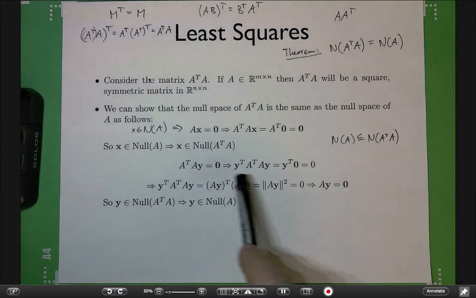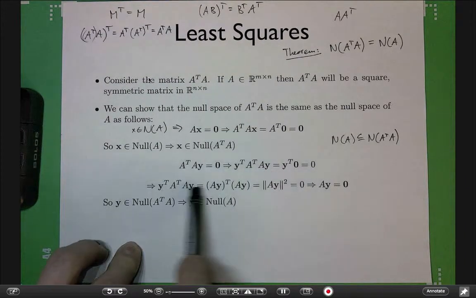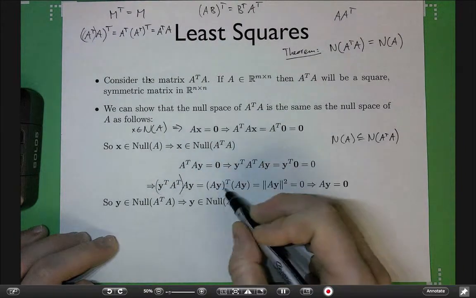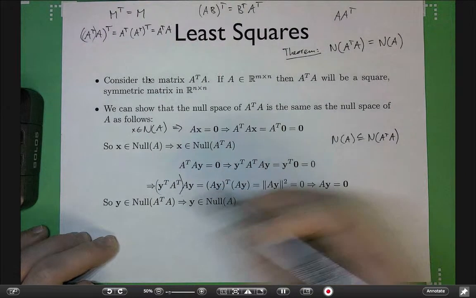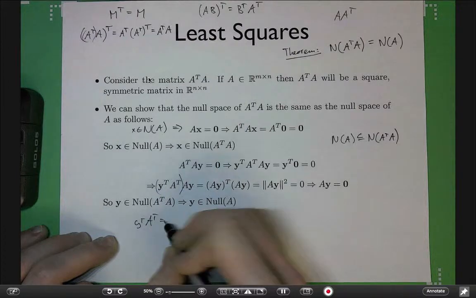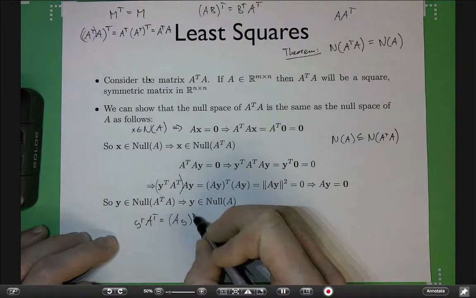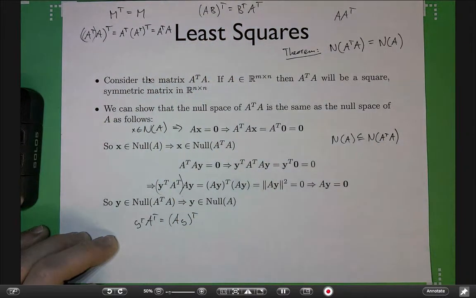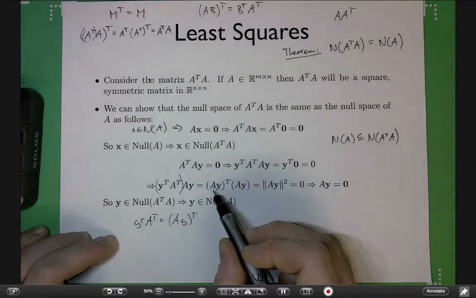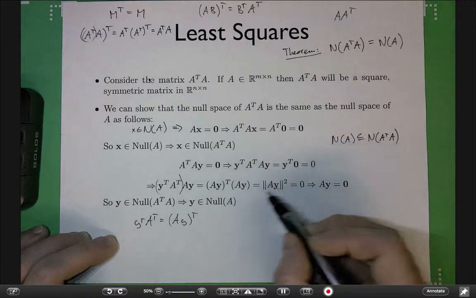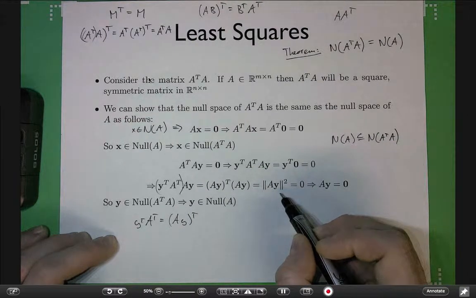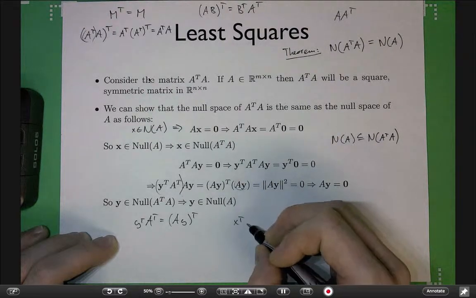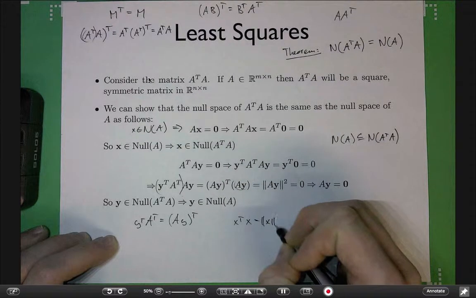But what is yᵀAᵀAy? I can rewrite this. The first part, yᵀAᵀ, I can also write as (Ay) transposed. That's again just the transposition rule for multiplication. And (Ay)ᵀ(Ay) is just the square norm of Ay. Ay is just some vector, just like xᵀx is just the square norm of x.